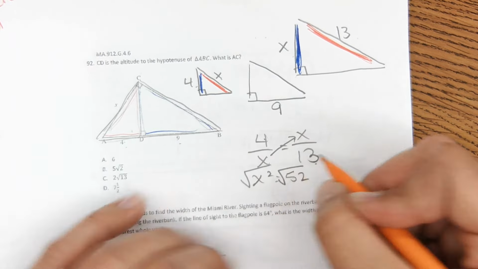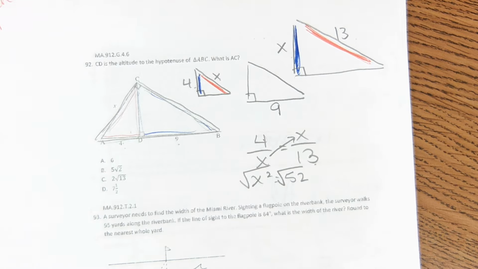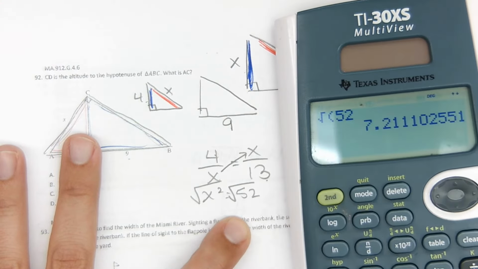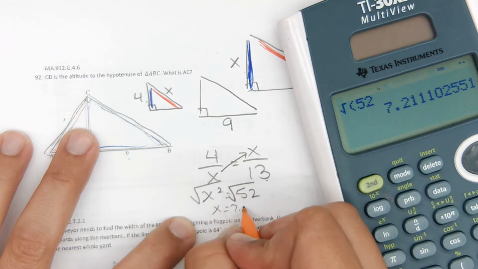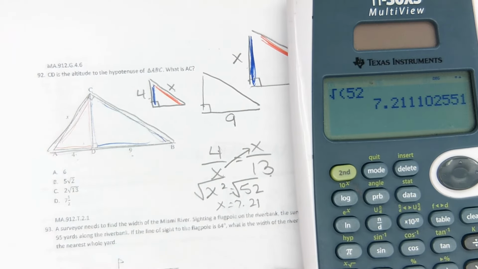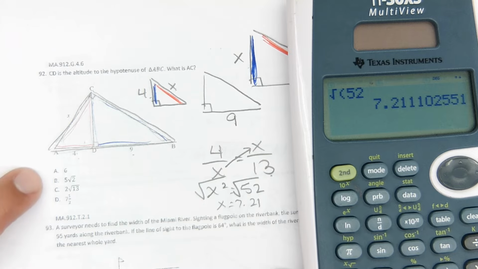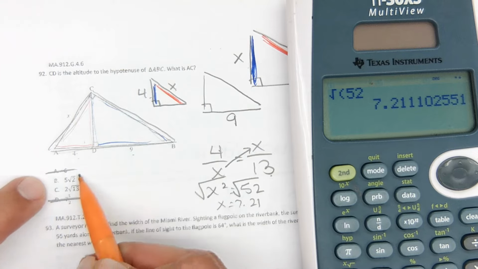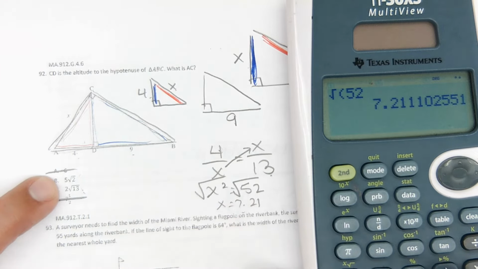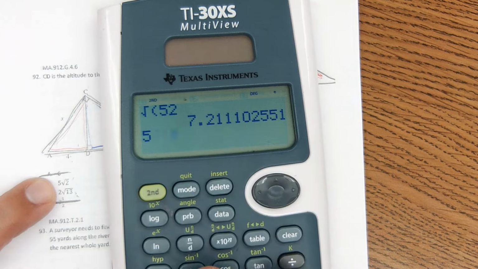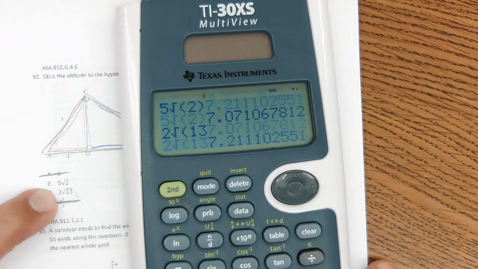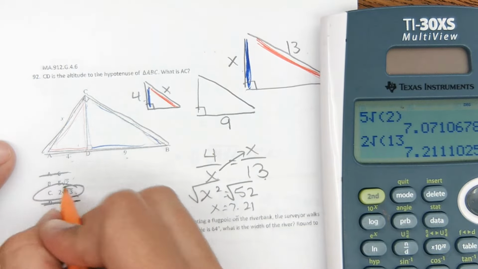Square root of 52 is, I actually ended up simplifying it, but I know a lot of people don't like simplifying it. Let's see, square root of 52 is 7.21, x equals 7.21. And then I look over here, and that's not one of the answers. So what I would do is go through the answer choices. It's not going to be 6, it's not going to be 7.5. I would calculate these to see which one comes out to 7.21. So if I do 5 square root of 2, I don't get that. If I do 2 square root of 13, I get that 7.21. So C is my answer.